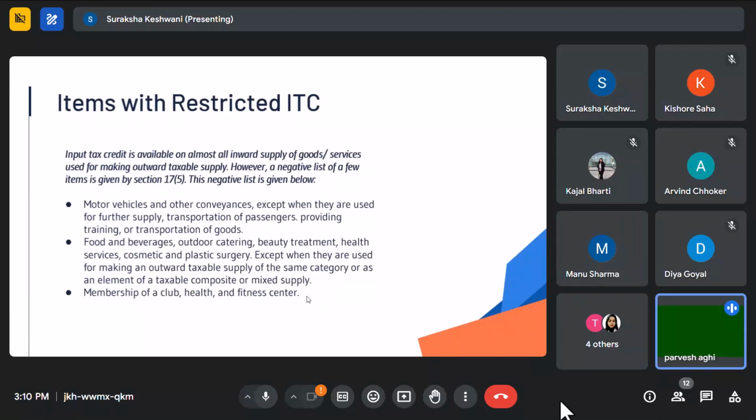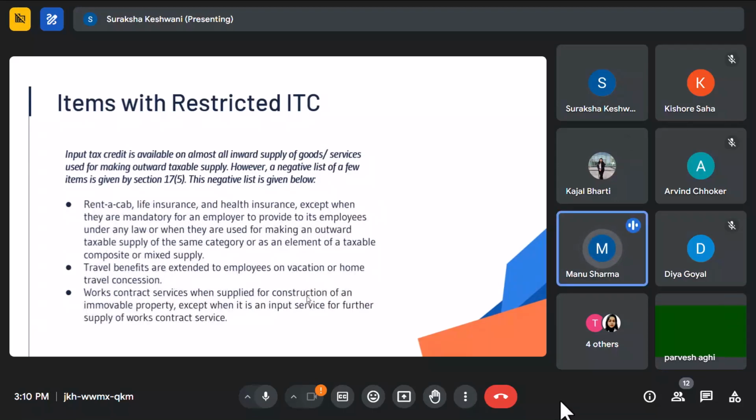Suppose companies offer you a lot of perks when you join them. They give you a membership of a club. They can give you a membership of a health center or a fitness center, a gym, so you can go and use those services. When the company gets the invoice from the supplier, it may carry GST. For that, the company cannot claim any GST input credit. Okay, go ahead, please.